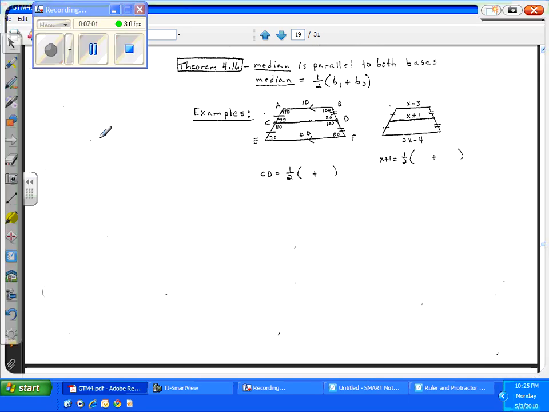If indeed CD is the median of this trapezoid, which we can see that it is because it joins the midpoint of the legs, that means that it must be parallel to both bases, and its length is half the sum of the lengths of the bases, or the average of the lengths of the bases. So it's half of their sum, which is 15.